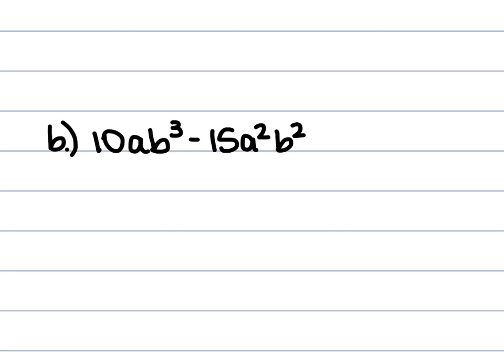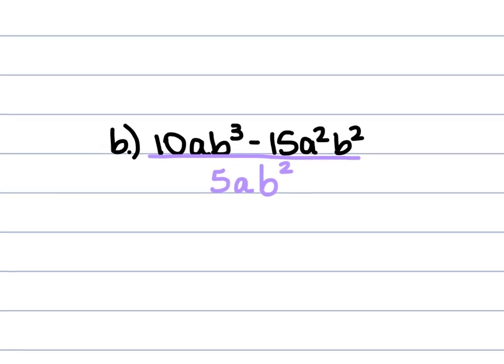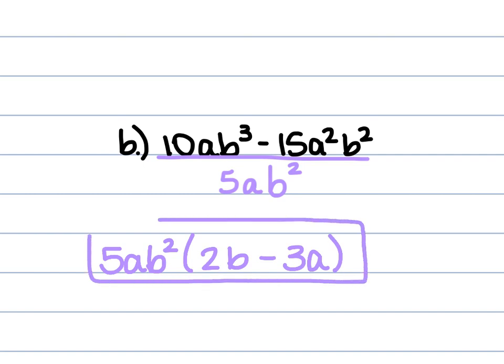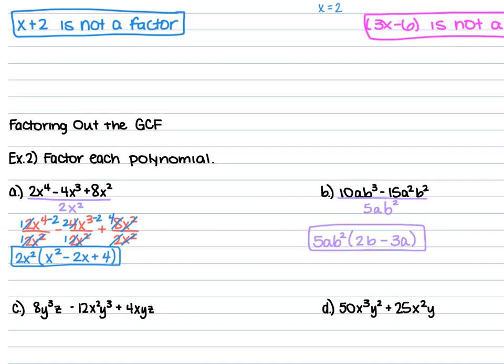For b, we have 10ab cubed minus 15a squared b squared. So we see that these are both divisible by 5. They both have an a, and they both have a b squared. So we're going to factor out that 5ab squared. The 10 divided by 5 is 2. A divided by a cancels, and b cubed divided by b squared is just b. Keep the negative. 15 divided by 5 is 3. The a squared divided by a is a, and b squared divided by b squared cancels. So we have 5ab squared times 2b minus 3a.